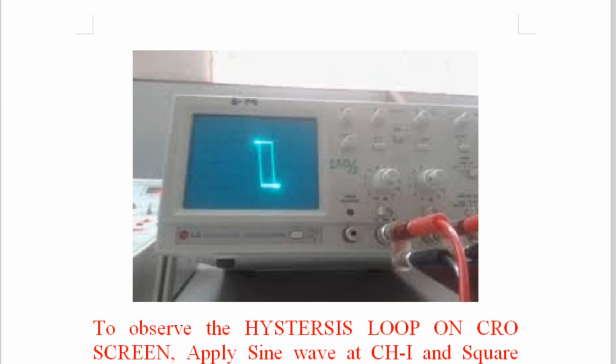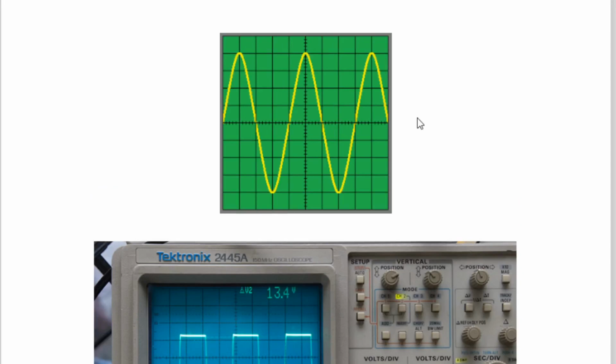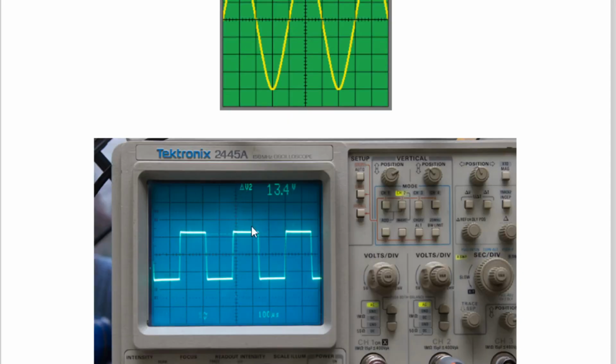That I am going to explain to you in short. You already have the input signal as a sine wave and the output signal as a square wave. So you apply the input sine wave at channel 1 and the output square wave at channel 2. See here, channel 1 input I have given as a sine wave, channel 2 input you can give as a square wave. You can change it also, no problem.